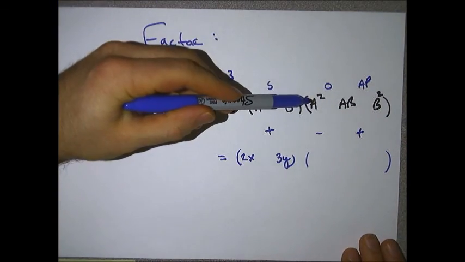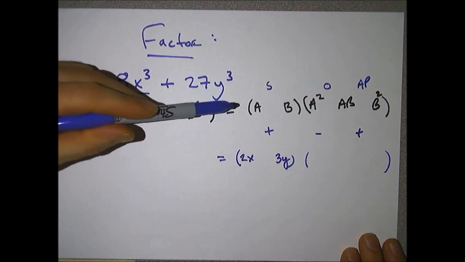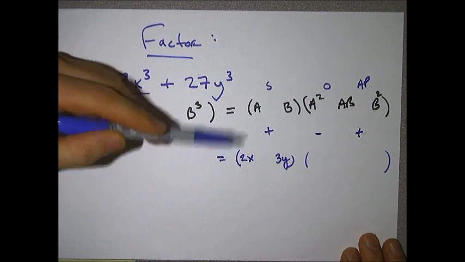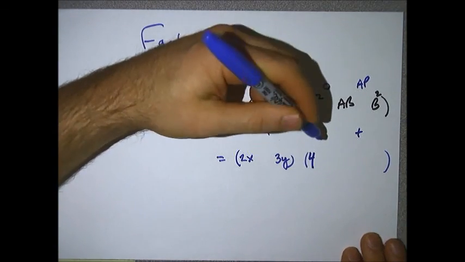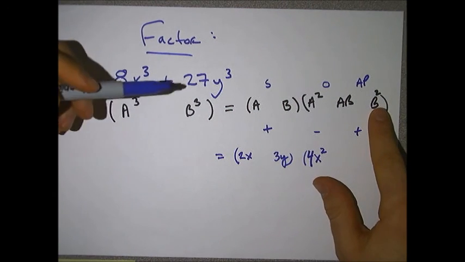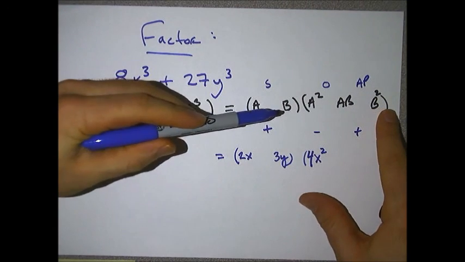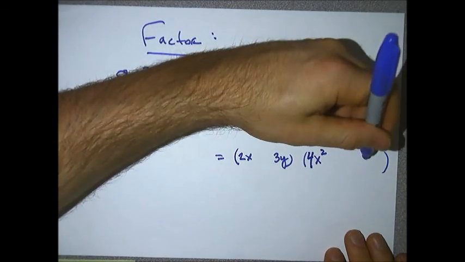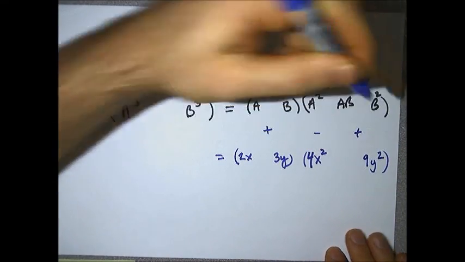I now want a squared. I have a, so if I want a squared, I square the a term, which gives me 4, and don't forget to square the x, so x squared. I always hop to the back term, because if I just squared the front, now I want to square the back. So if I square my 3y, I end up with 9y squared.